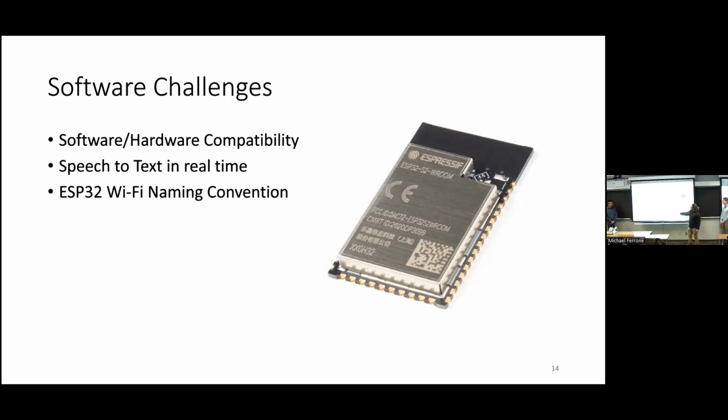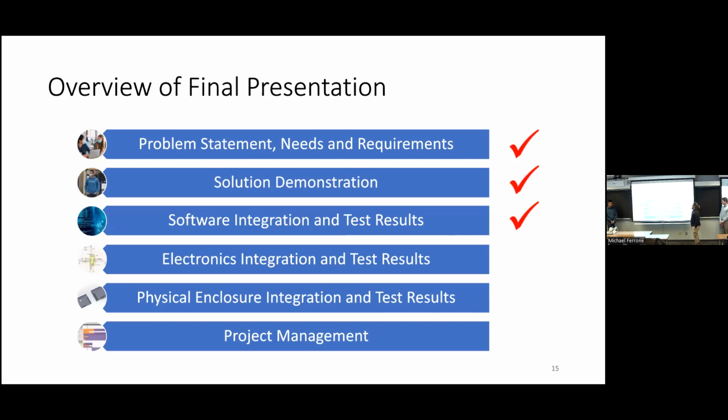And finally, a weird, well-known bug with the ESP32 is that you can't connect it to Wi-Fi networks that have spaces in the name. For example, if we were trying to connect to a hotspot called Ryan's iPhone, with a space in between, it wouldn't be able to connect. So he had to completely change the name of the network in order for it to connect to the Wi-Fi. That's all for software, and I'm going to pass it to Joe for electronics.